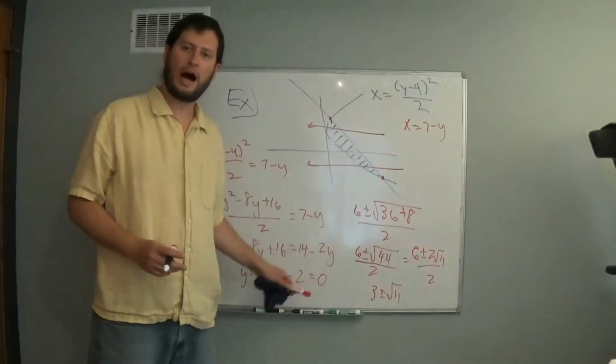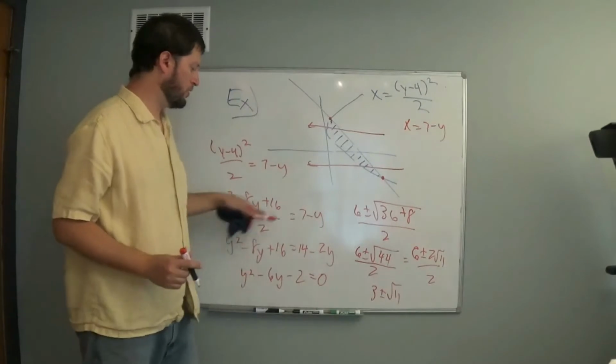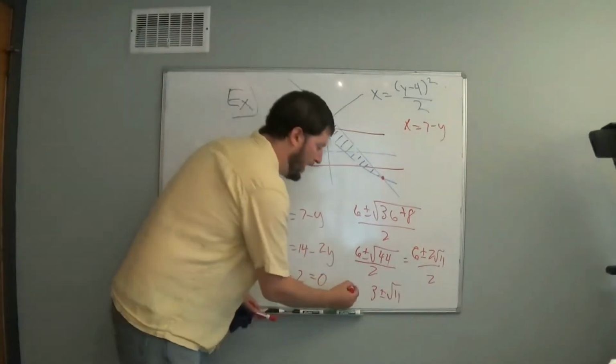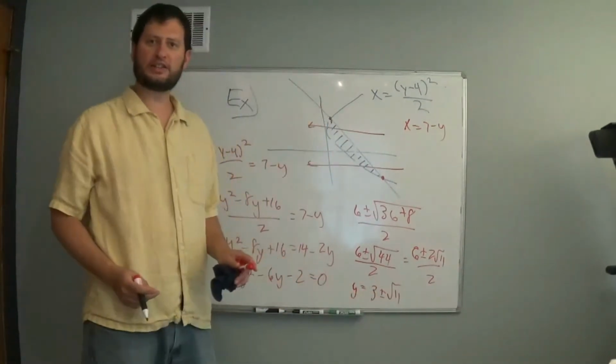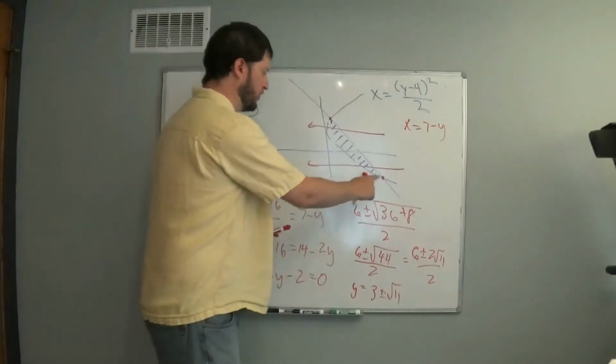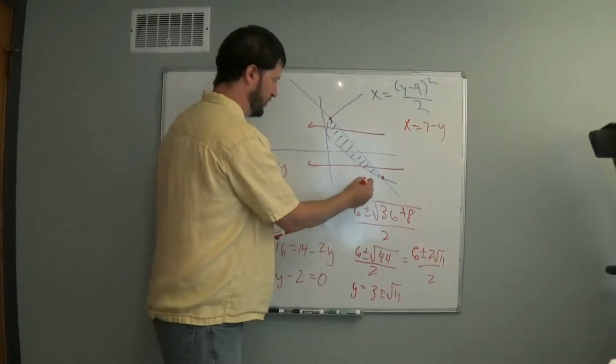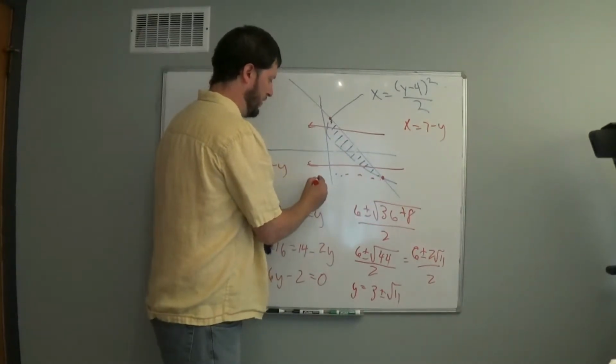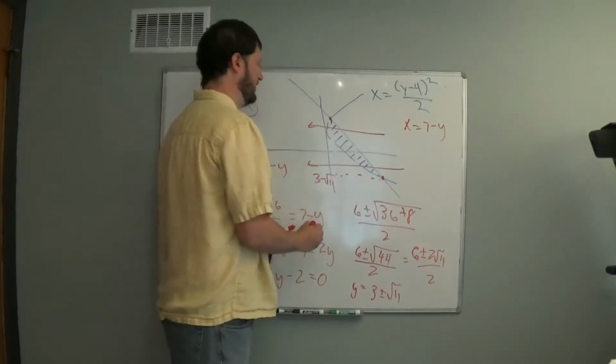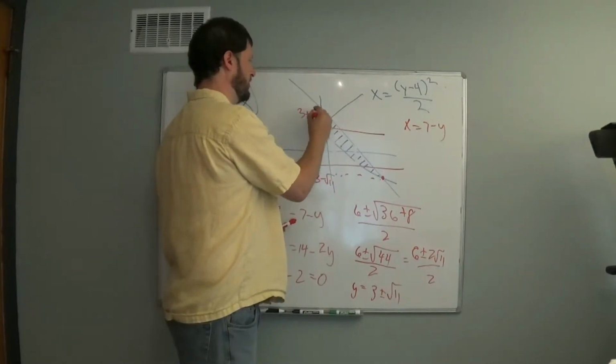Notice that these are y values, because our original equation had y. These are y equals; those are not the x coordinates, those are the y coordinates. So this bottom coordinate is the negative y value. That's at 3 minus root 11, and this one is at 3 plus root 11.